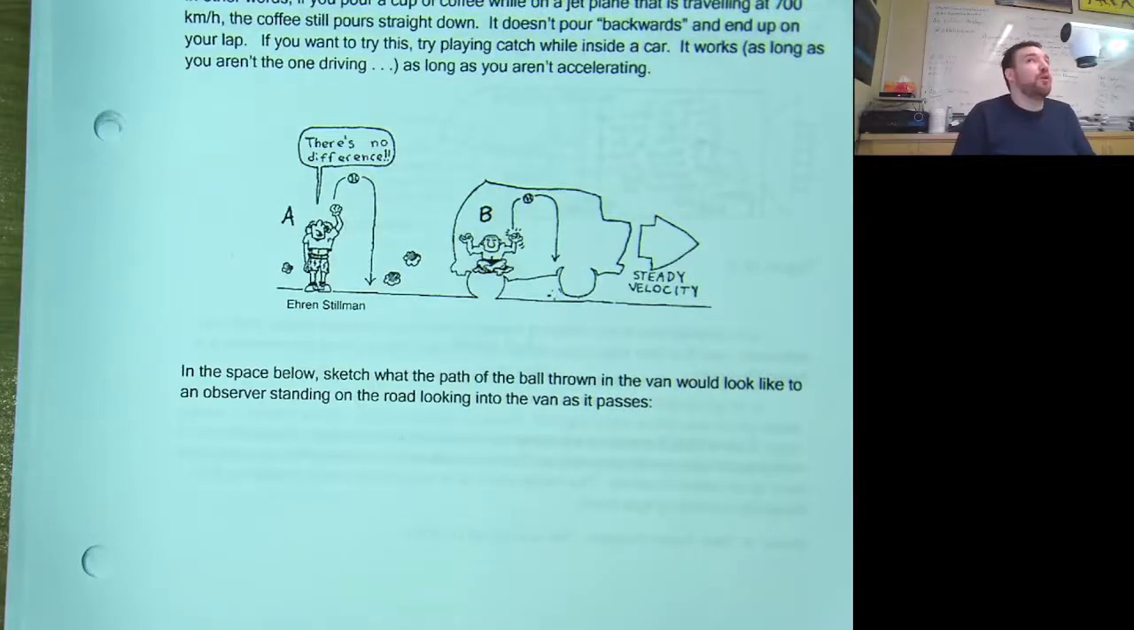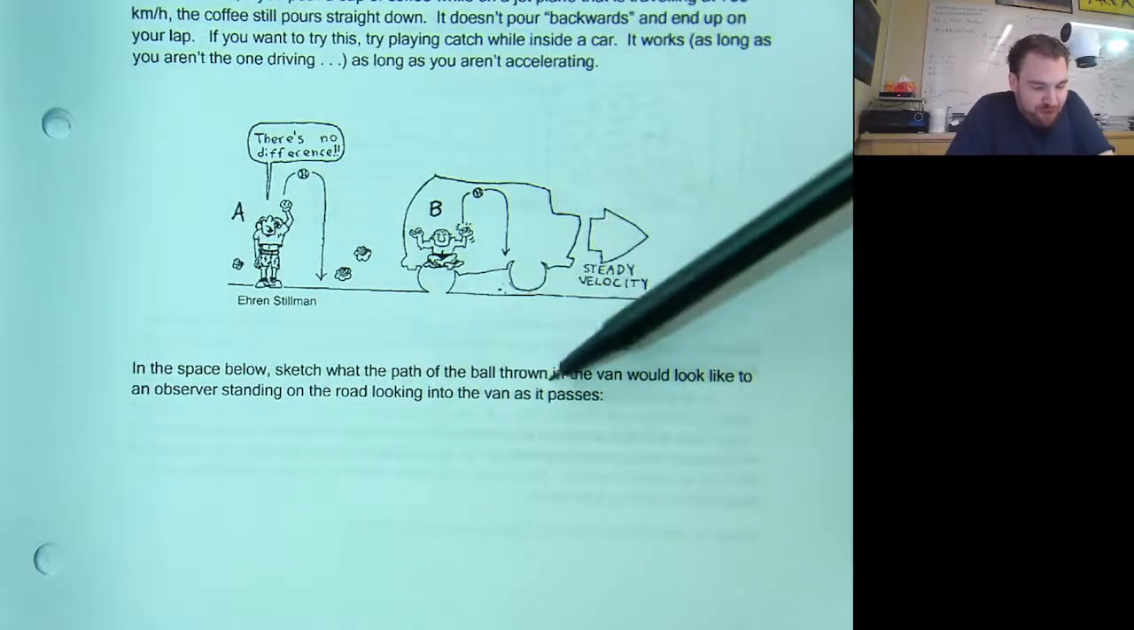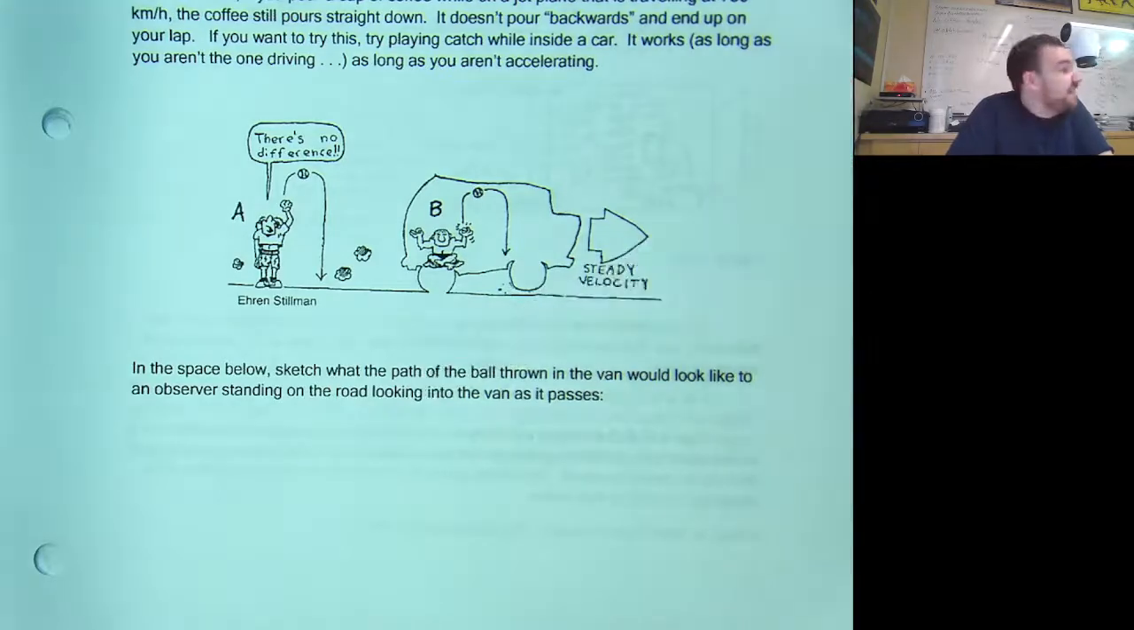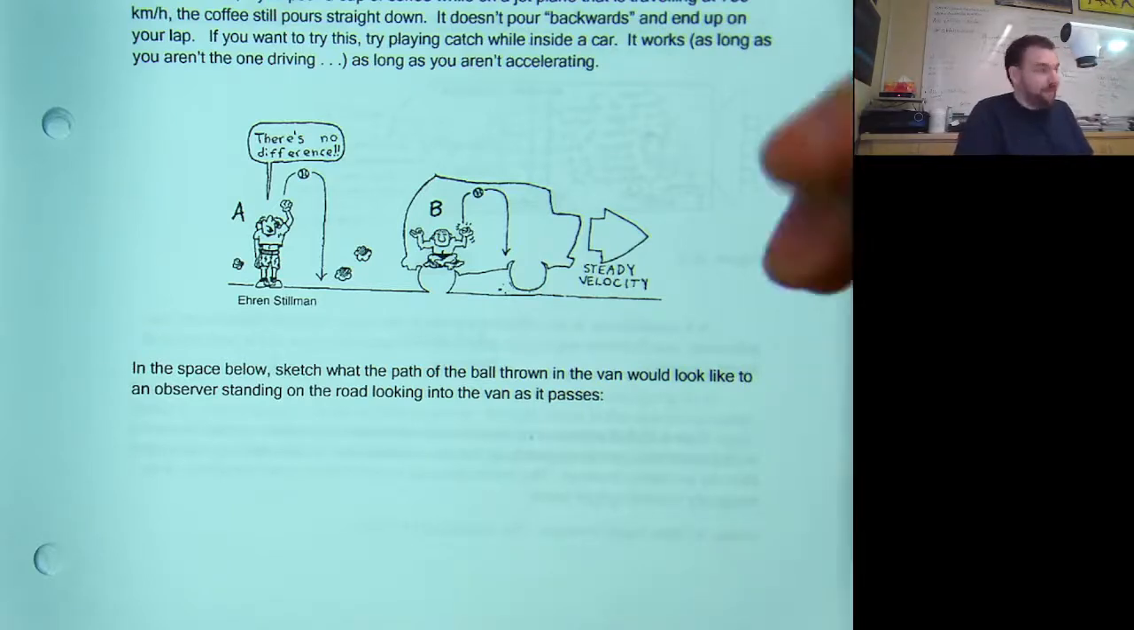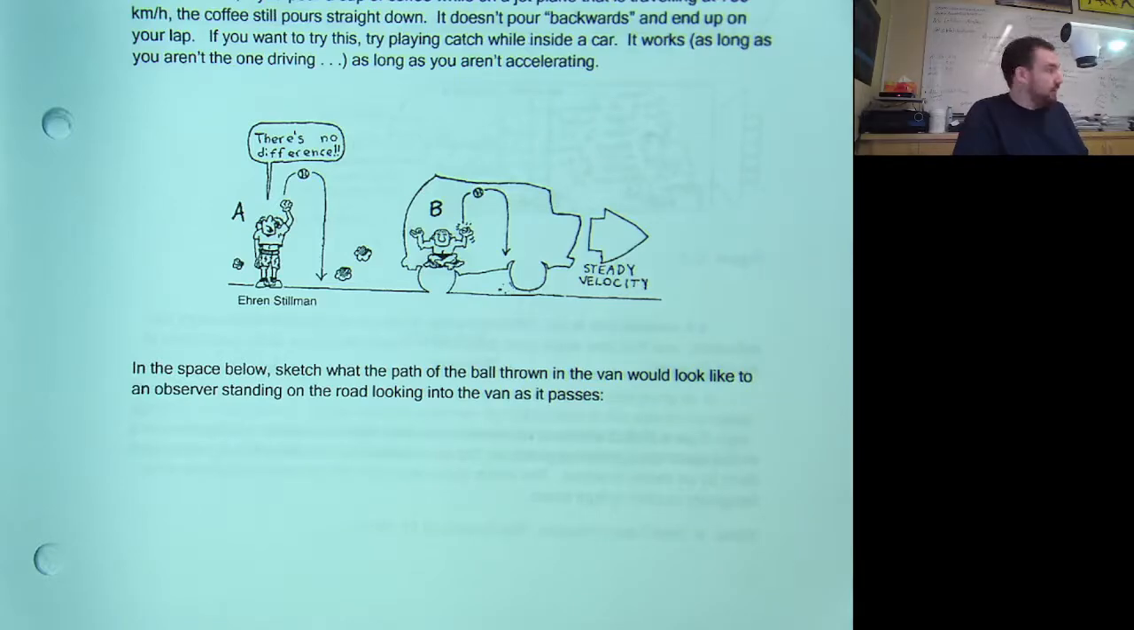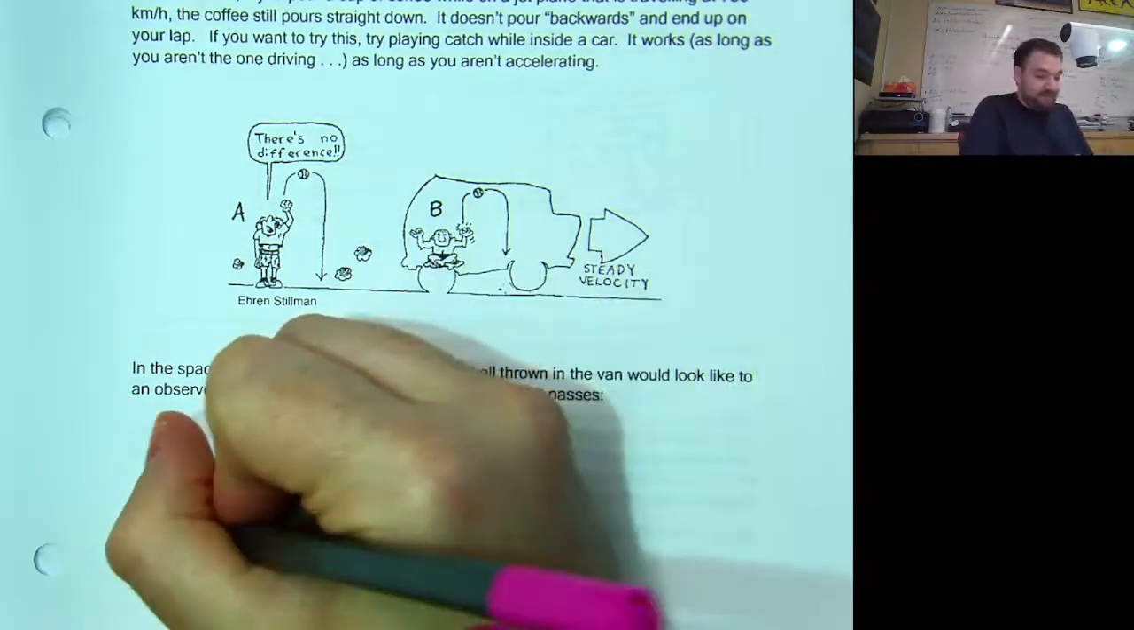What we could do, though, and we're going to do down here at the bottom, is sketch what the path of the ball thrown in the van would look like to an observer standing on the road looking into the van as it passes. So this is where things get tricky, because you have to picture, okay, I'm standing on the side of the road. The van goes by. Person throws the ball up and it comes back down to them. They see the ball doing this. What do you see the ball doing? The hard thing is you have to picture what the ball is doing. The van's gone. The person throwing the ball is gone. We just have to picture the ball. The ball is zooming. So what's that shape going to take? It's going to look like an arc.